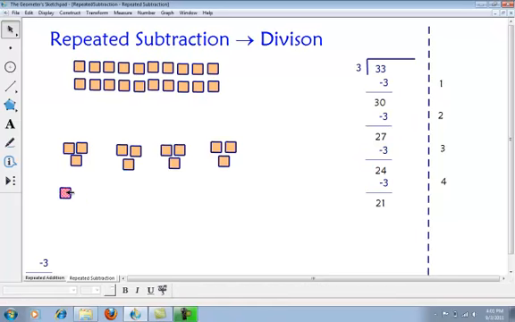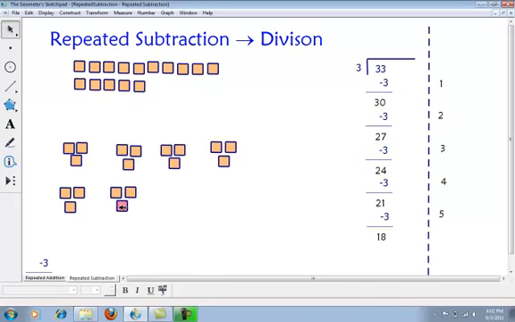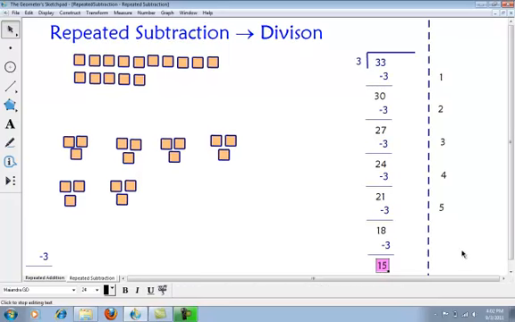Okay, I need to make another group of 3 because I still have more. So I'm going to make another group of 3, which means I took 3 away from my group of 21, leaving me with 18 tiles still to be divided. And so far, I've made 5 groups of 3. 1, 2, 3, 4, 5. But I need to make another group because I still have 18 tiles. So let's do it again. Now I am going to take 3 away from 18. That leaves me with 15 tiles that still need to be divided into groups.